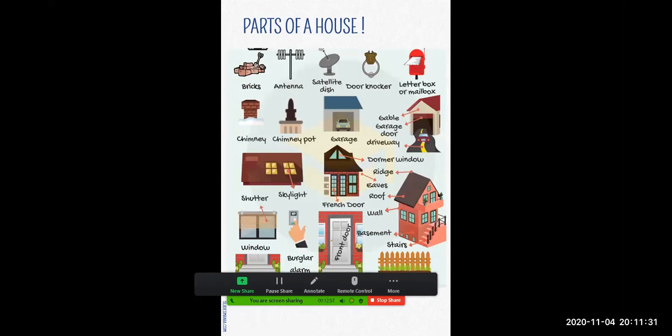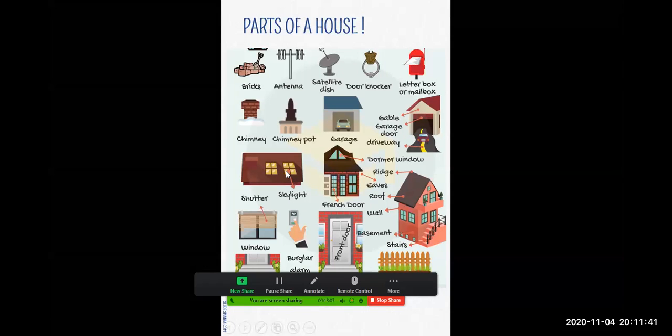Now we have more vocabulary that we saw. Let me see if I'm missing. Si tenemos tragaluz en nuestras casas, a eso se le llama skylight. Okay. Hablábamos también de las ventanas y puertas francesas. Podemos decir, si es una puerta, es French door. Si es una ventana, French window. Okay.